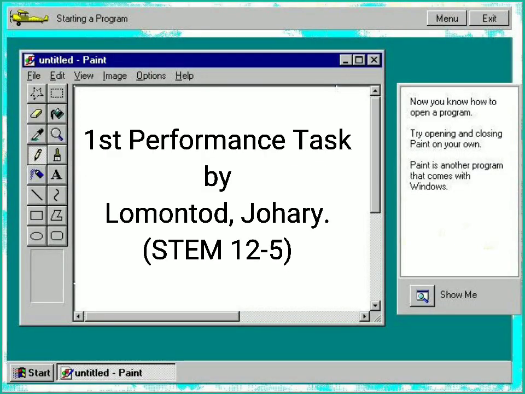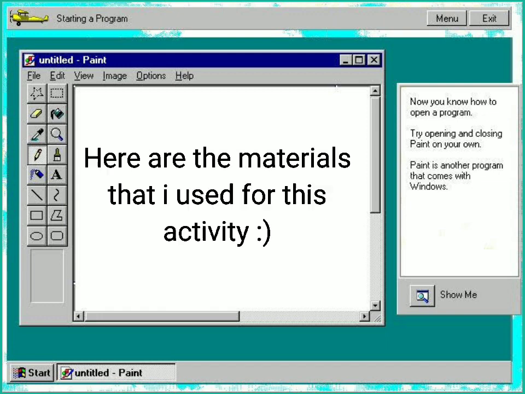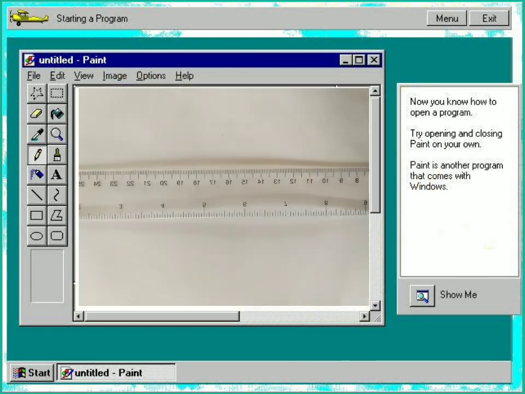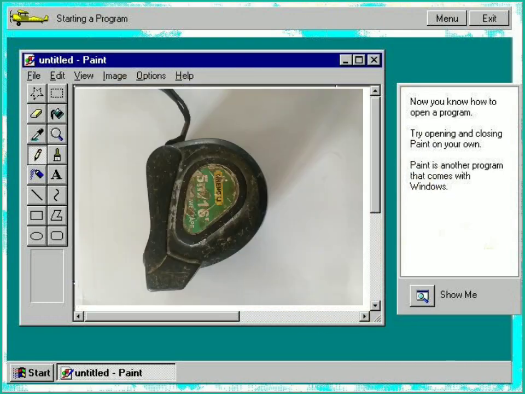I am Johari D. Lumontard from the class of STEM 205, and before we start, here are some of the materials that I used for this activity. First one is a marker, protractor, ruler, chalk, and tape measure.